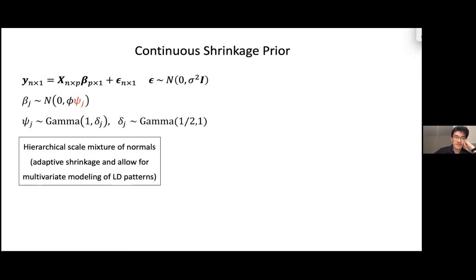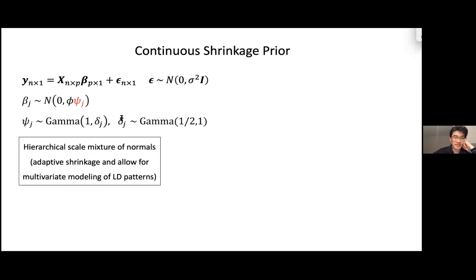In our PRS-CS work, we introduced this conceptually different class of priors, which is called continuous shrinkage priors. In contrast to this horizontal discrete mixture of normals, we use a hierarchical scale mixture of normals. Here, phi is a global shrinkage parameter, which is similar to the penalty parameter in ridge regression. It is shared across all the SNPs and models the overall sparseness of the genetic architecture. And different from this infinitesimal normal prior, we added this local shrinkage parameter. Here, j is the index of SNPs. This local shrinkage parameter is SNP specific and can adapt to different genetic signals.